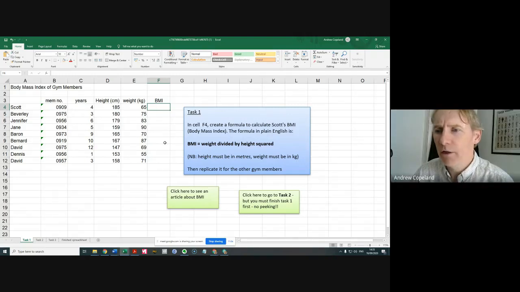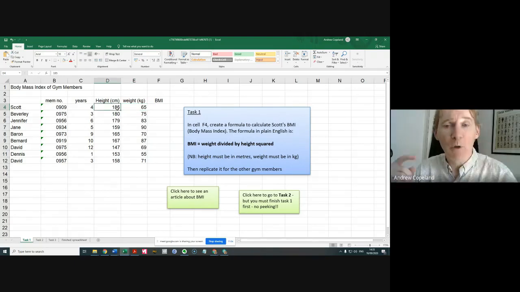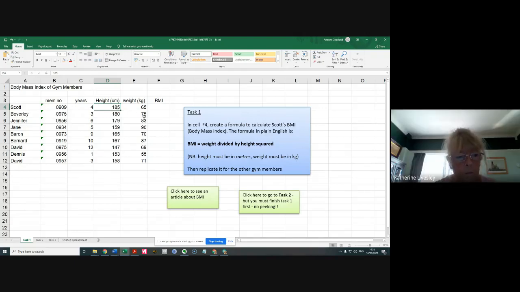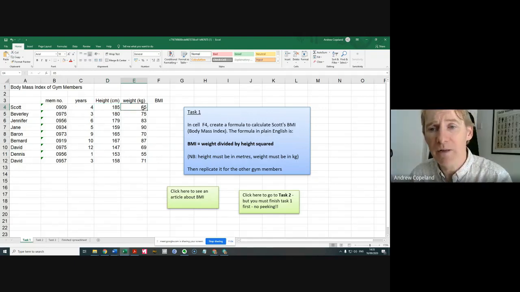We'll do it for Scott first because we're in F4 here. His height is 185 centimeters and his weight is 65 kilograms. So what we're going to have to do is take his height, multiply his height by itself, so square it in other words, get the answer and then divide his weight, which is 65, by that. So it's his weight there in E4 divided by the number in D4 times itself.